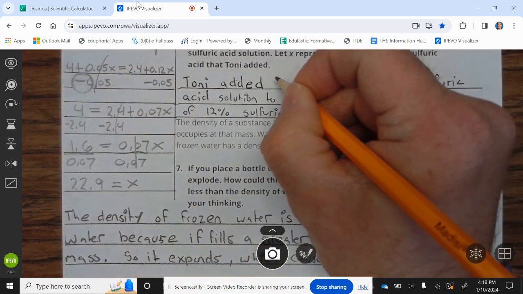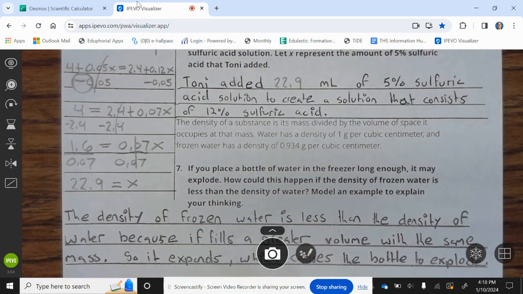So Tony added 22.9 milliliters of 5% sulfuric acid solution to create a solution that consists of 12% sulfuric acid.